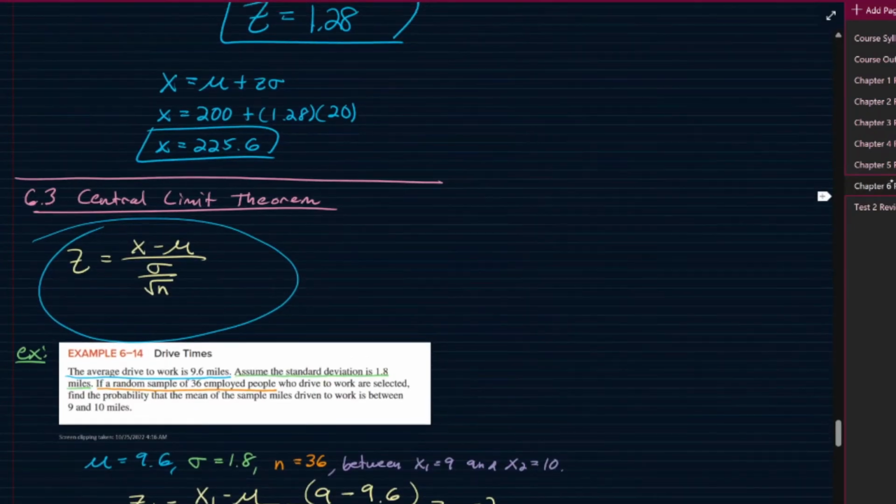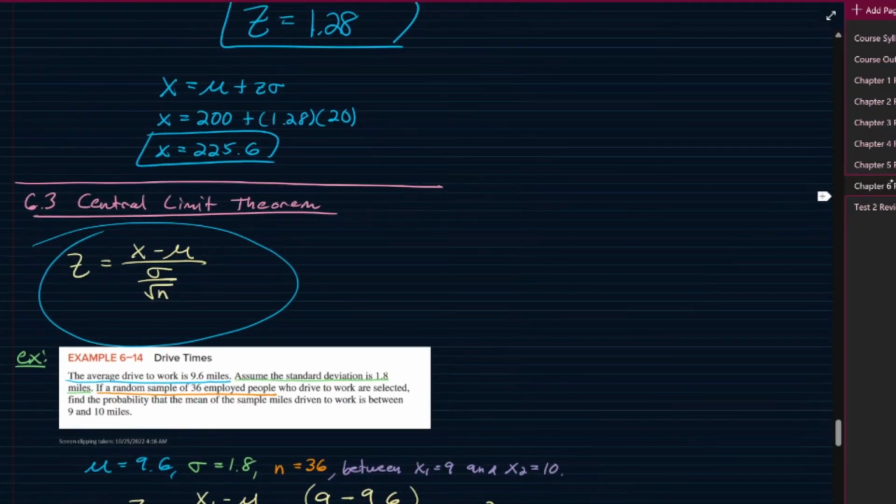So when the sample is of more than just one entry, like here in this example, there was a sample of 36 people. So if you can identify what your n is, and you're looking for some z-score to come up with this probability, you know that you've got to use this formula, the one with the n in it, right?